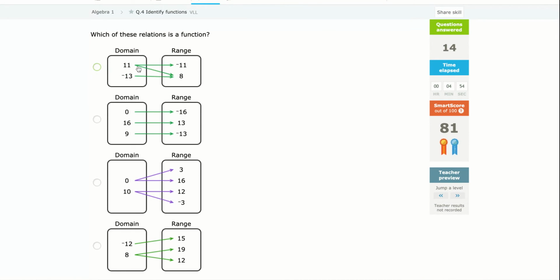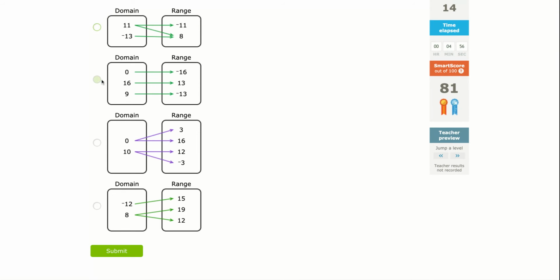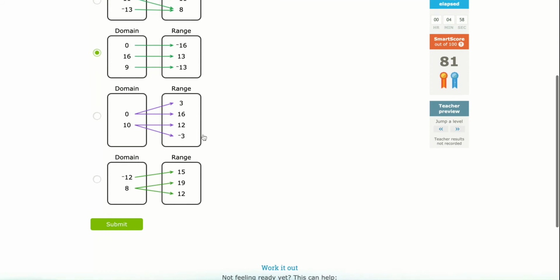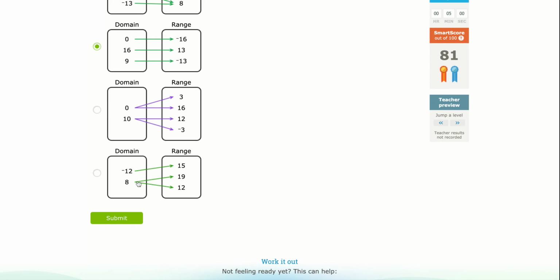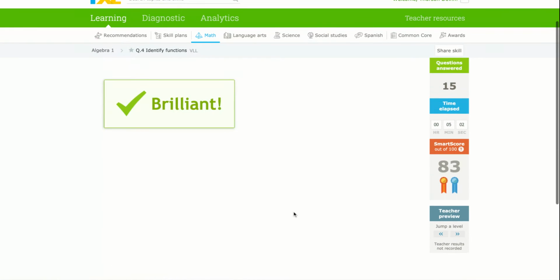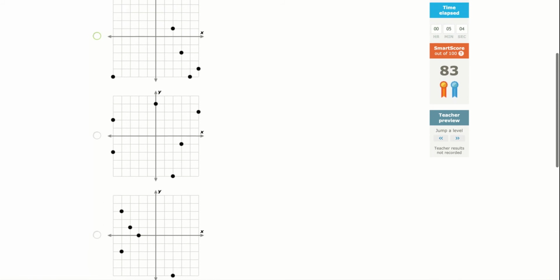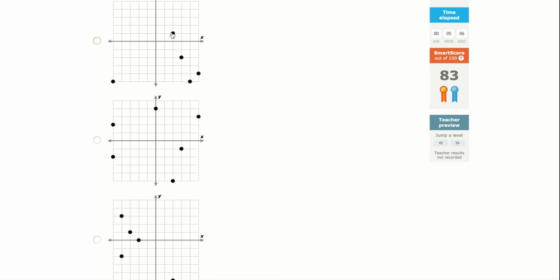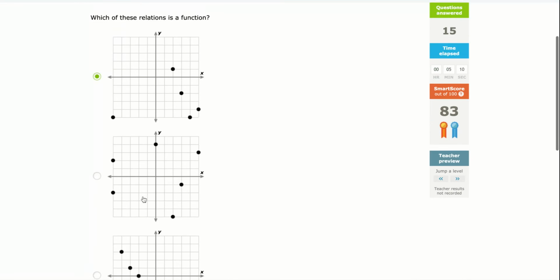See an x that has 2 lines going away from it, it's not a function. This definitely is a function. 2 lines going out, 2 lines going out, those are not functions. Again, I'm looking for vertical points, lines or points that are lined up vertically. I don't see any points lined up vertically on that top graph, so that's a function.